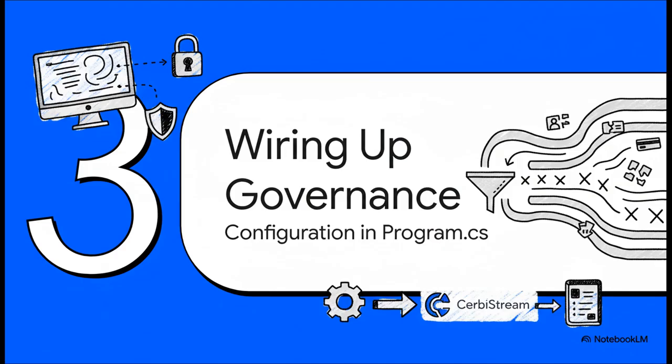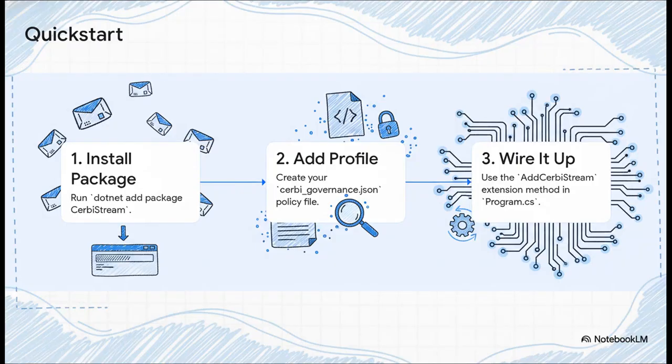Okay, enough about files. Let's jump into the code. We're going to open up Program.cs and see just how easy it is to wire this all up. Getting started is really just a three-step process. You install the NuGet package, you add that Cerbi_governance.json file to your project, and pro tip, make sure you set its properties to copy to output directory, and then you just add a few lines of configuration in Program.cs.